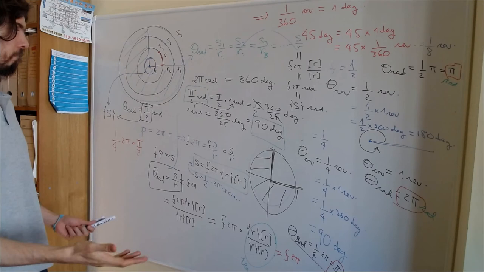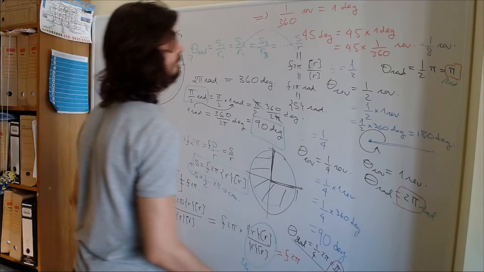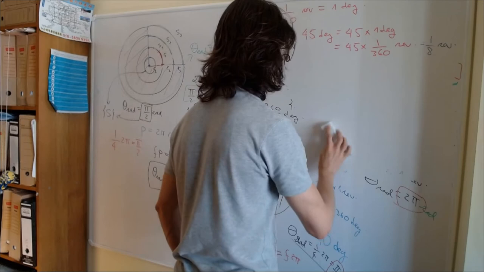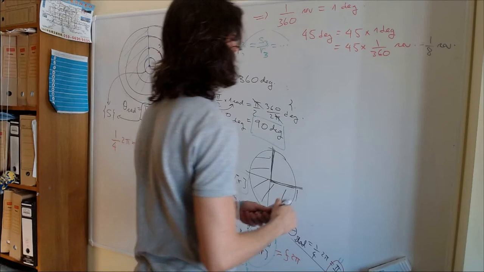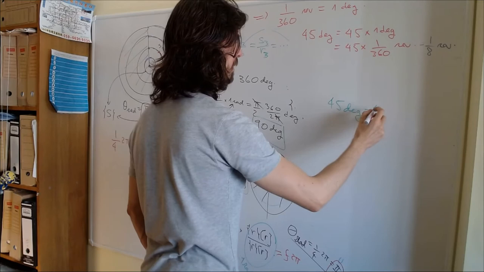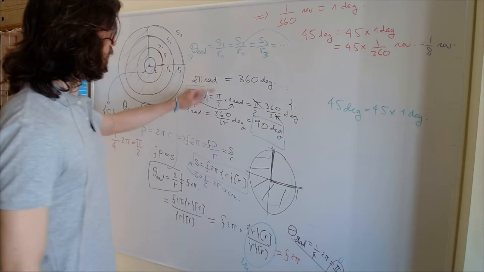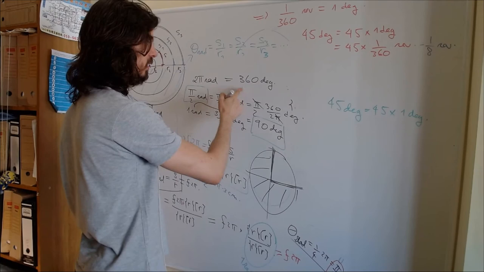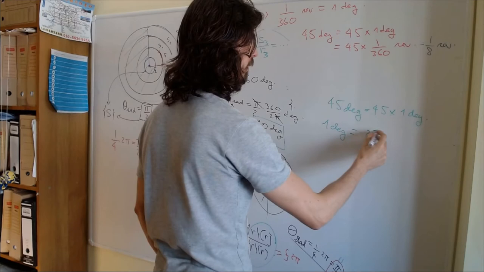What if you go the other way? Let's see. Let's just erase here. Getting a bit messy. For example, if we have 45 degrees, what that means is 45 times 1 degree. Well, you know how 1 degree is related to radians from this expression. You divide by 360, 360 divided by 360 is 1, so you have 1 degree must be equal to 2 pi divided by 360 radians.